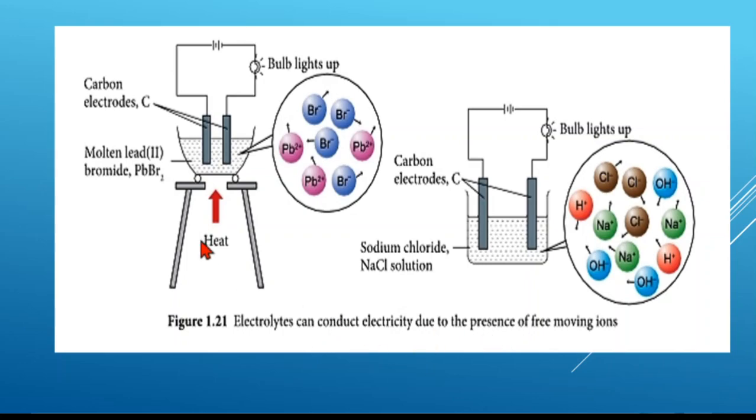Alright. For example here, lead bromide. Kalau lead bromide dalam bentuk solid, dia tidak akan boleh menyalakan bulb ini. The bulb will not light up. Tetapi dengan cara heating, what happen? Dia jadi molten lah. Dia melt kan? So di sini dia punya state sudah molten lead bromide. So the ions are free to move. So the bulb will light up.